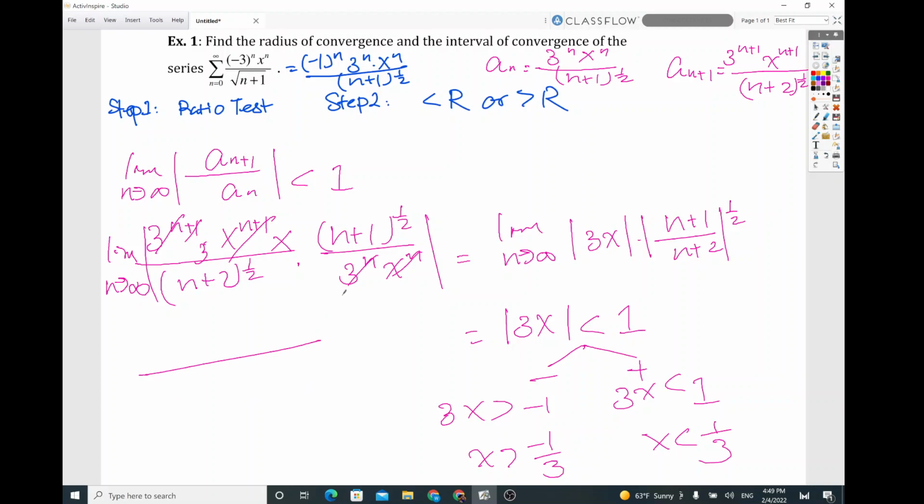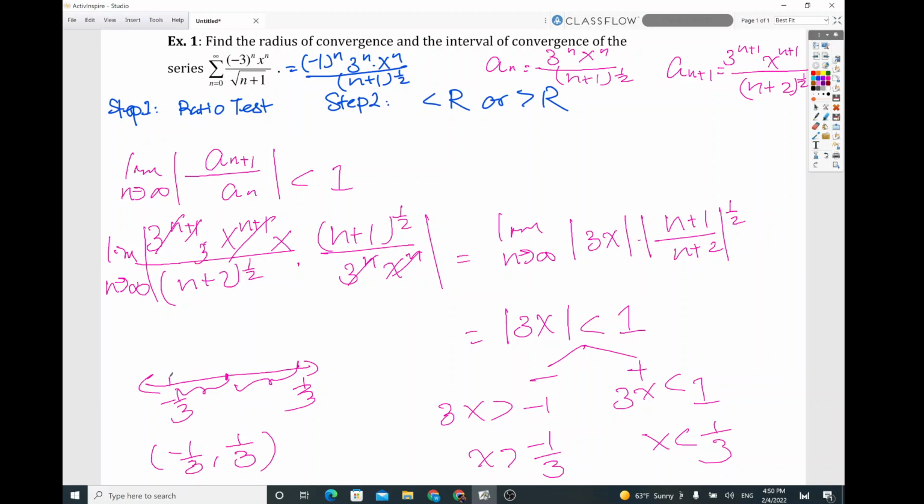So just draw down the number line. So in the number line right here, the center is right at 0 for this one. So here's the center. So one is what? Negative 1/3. And the other one here is 1/3. So find out the radius of convergence. So that means it's right in between negative 1/3 and 1/3, for the interval.